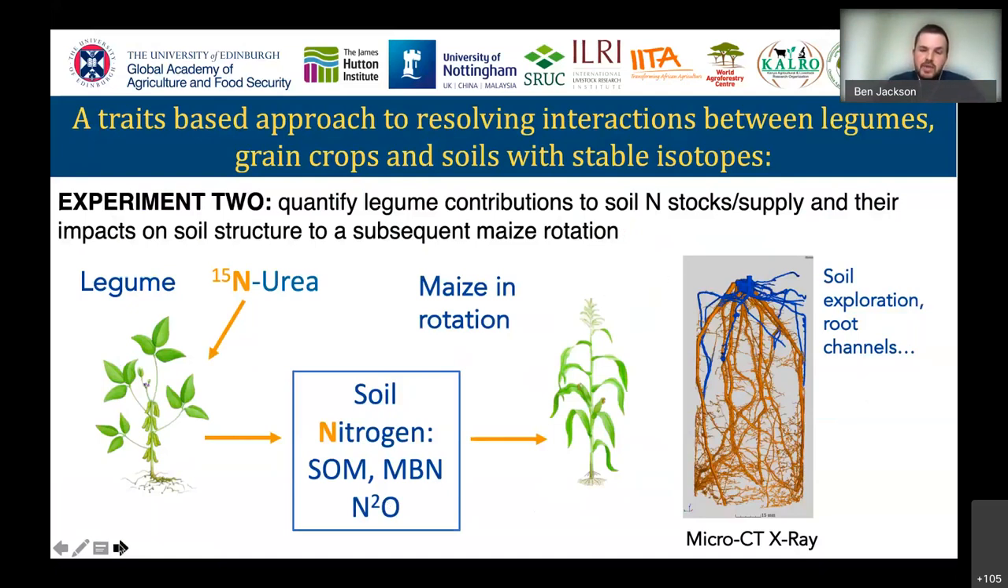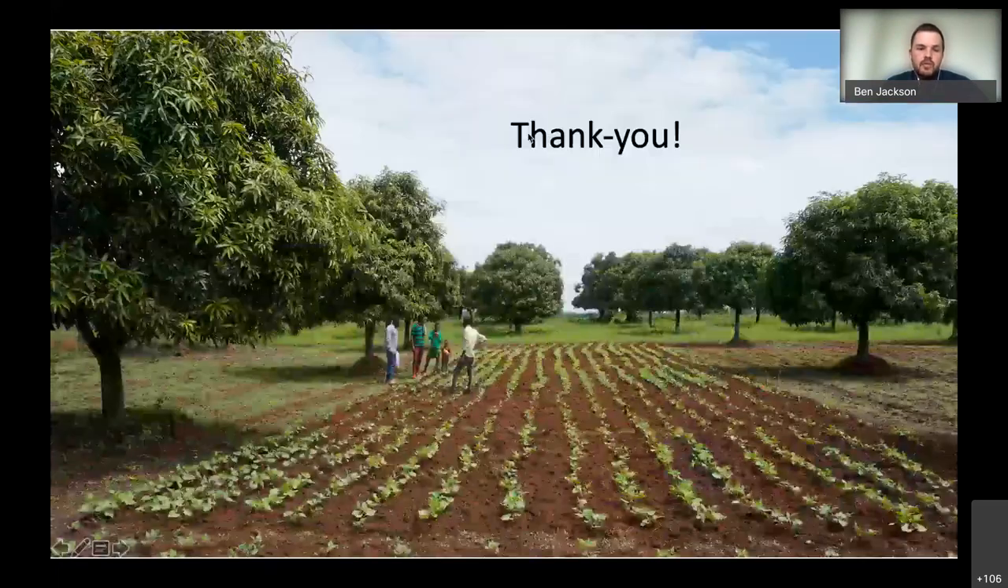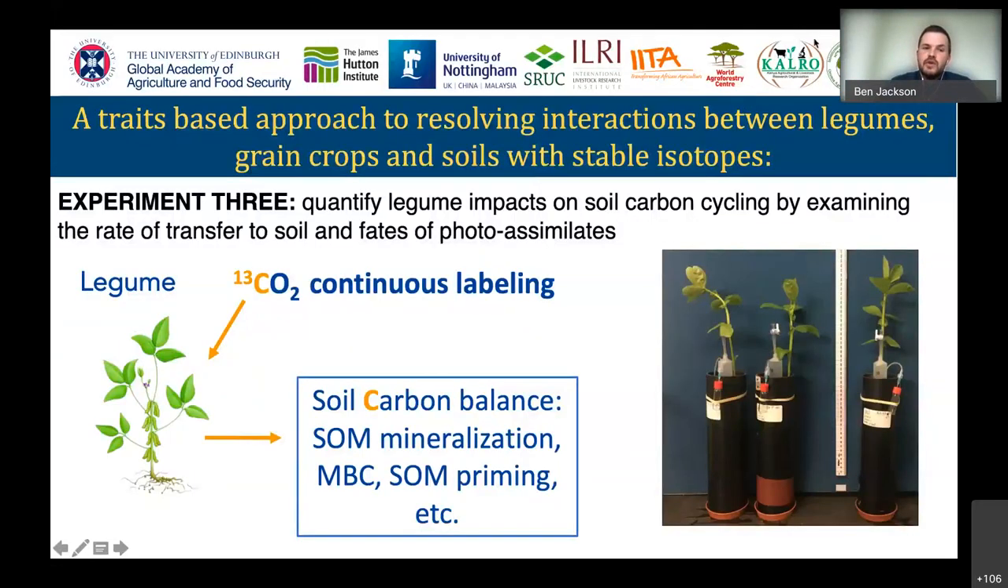And then a second experiment that I'm just wrapping up now in terms of the practical growth and labeling stage is a 13C labeling experiment where we're making use of continuous labeling facilities here in Aberdeen at JHI to allow us to label soil fractions and to understand both the rates of transfer of photosimulates and the fates of these photosimulates within soil fractions. And all of this work uses 6 legumes that have been chosen as being representative of the different uses that farmers wish to make of legumes.